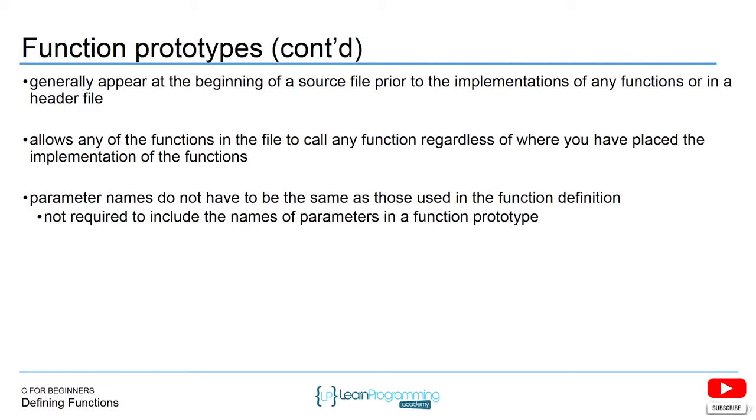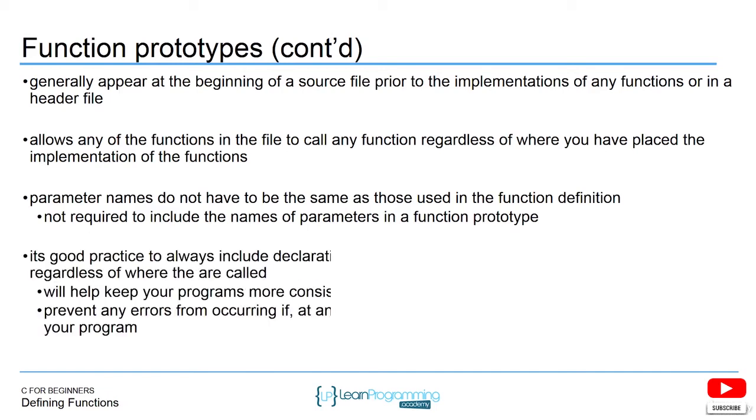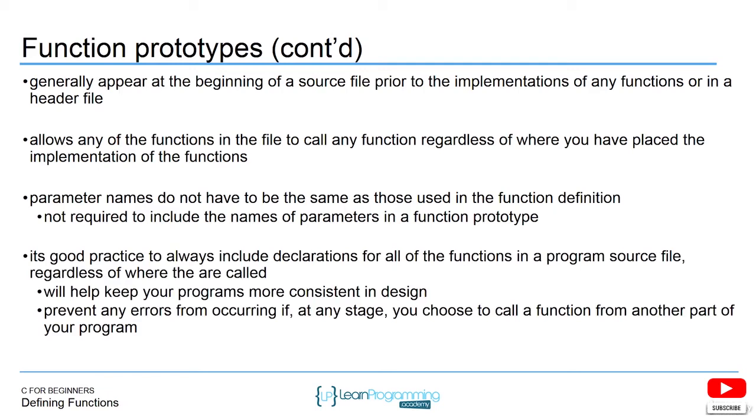Parameter names do not have to be the same used in the function definition. You can have different names. And when I say names, those are the identifiers of the data. You can change the name of the parameters in the function prototype. You still have to have the same data types, but you can change the names. It's always good practice to include function declarations for all the functions in your program at the top of the file. It keeps your program more consistent to the design, and it prevents any errors occurring at any stage if you ever want to call that function before implementing it.